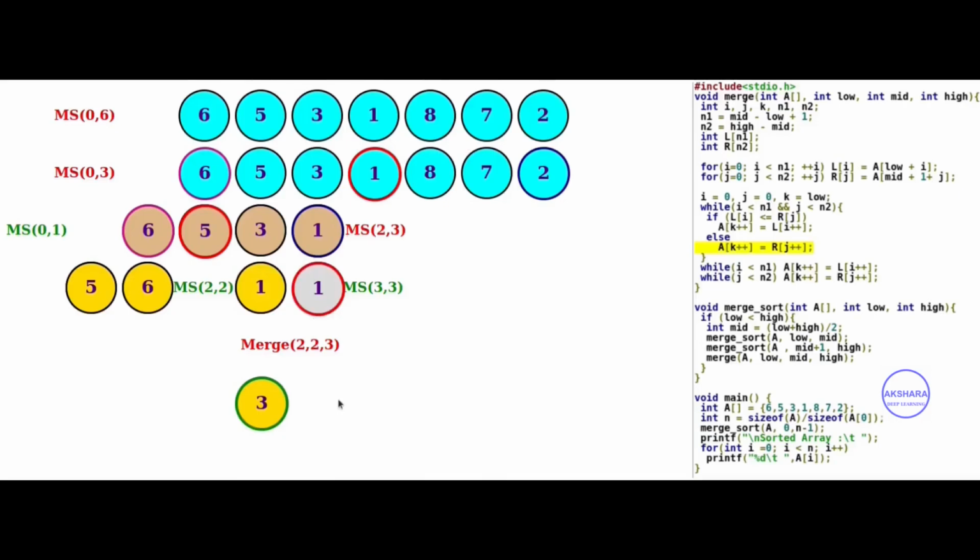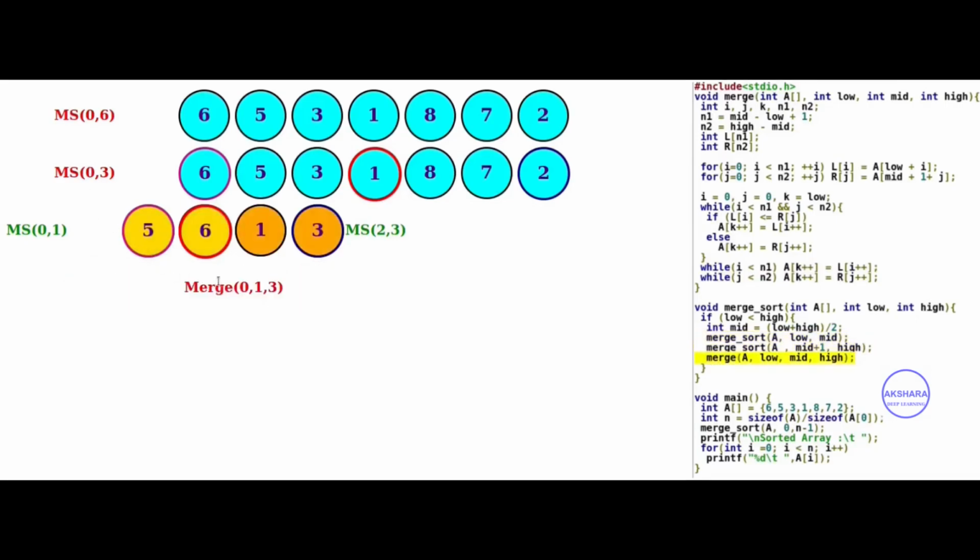Here the right subarray is completed. All the elements which are in left subarray L are copied into original array A. So now this statement will execute. Within this merge sort of 2, 3, all these three statements are completed. Now this subarray is also in sorted order. Again control will be returned to this merge sort of 0, 3. Within this merge sort of 0, 3, these two statements are completed. Merge sort of 0, 1 and merge sort on the higher subarray 2, 3 are both completed now.